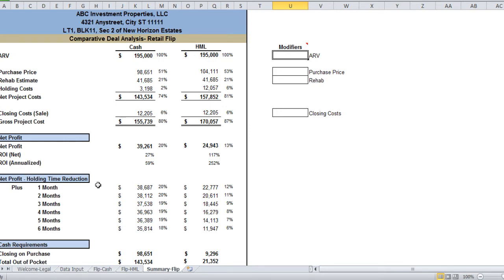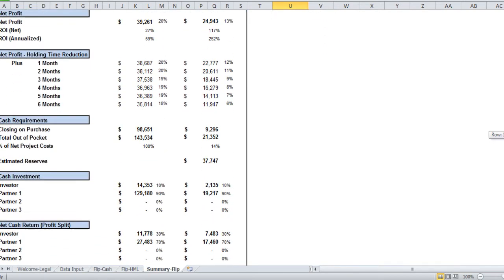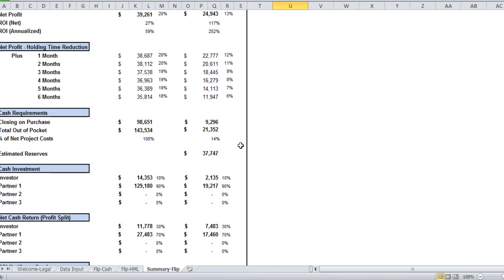This is followed by our net profit with our holding time reduction that we were just looking at. So therefore, if we scroll down the screen here, if we hold the property additional 1 month, what does our net profit look like, both on a dollar and percentage basis, 2 months, 3, 4, 5, and 6 months? How does that impact us? We really want to know that if we go beyond our project time frame, what is our net profit going to look like? And is this a deal that we're willing to go forward with, considering all the risk?